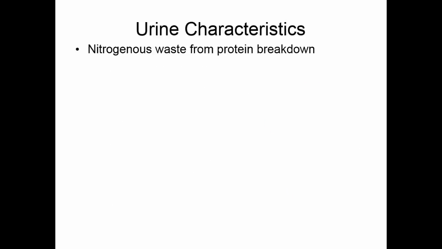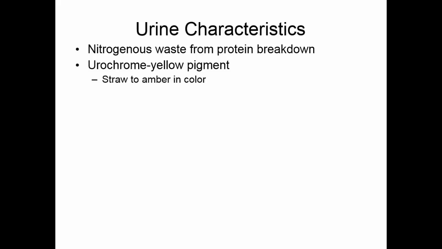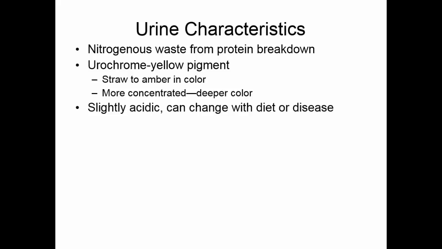Urine should contain nitrogenous waste from protein breakdown. It's yellow in color because of urochrome. That's the yellow pigment in urine. It ranges from light straw to dark amber in color. The more concentrated the urine, the less water in it, the deeper the color. Urine is usually slightly acidic. It ranges from a pH of 4.5 to a pH of 8, which is slightly alkaline. Diet and disease can change the pH of the urine.